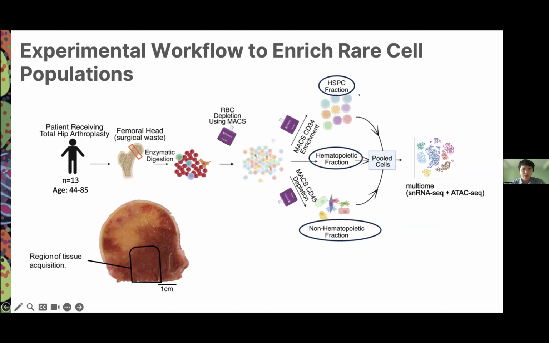Red blood cells and granulocytes were depleted from all the cells. In one-third of the cells, CD45 was depleted to isolate non-hematopoietic cells. And in another third, CD34 was enriched to isolate hematopoietic stem and progenitor cells. So all these three fractions were collected together and subjected to single-cell RNA and ATAC-seq. And you can see from this slice of the femoral head, this is the region where our cells come from.